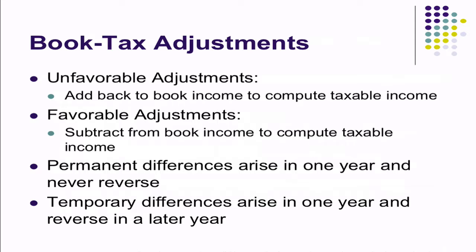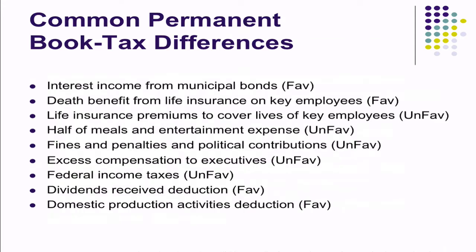Permanent differences in these adjustments, again, you're changing book to tax. Permanent differences arise in one year and never reverse. Temporary differences arise in a year and reverse in a later year, and I'll get into examples of those in a second. Here's some common permanent book tax differences. Interest income from municipal bonds, for example. Death benefit from life insurance on key employees.